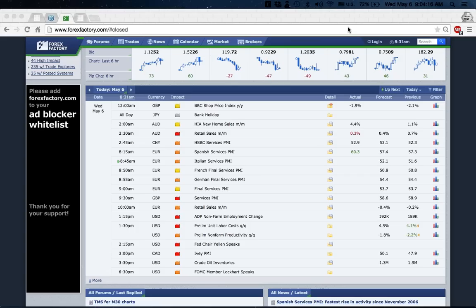So, taking a look at Forex Factory already, we see some announcements happened early this morning. Looks like retail sales monthly on month for the Aussie, on the high impact, was 0.3%, underneath the forecasted 0.4, so that's going to hurt the Aussie a little bit.